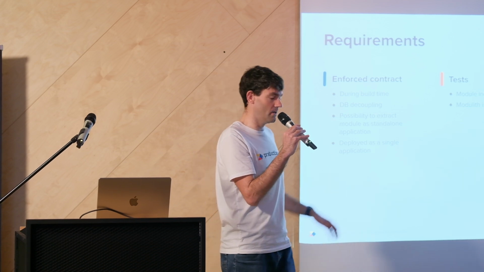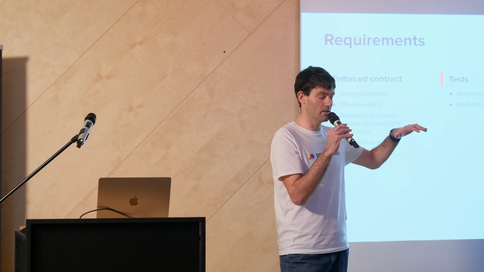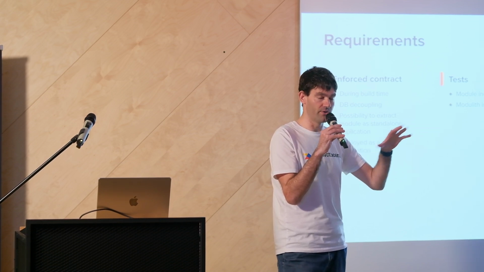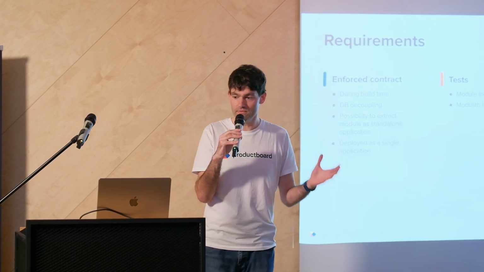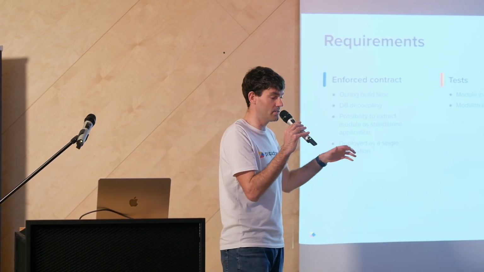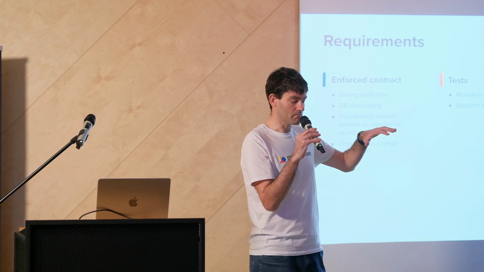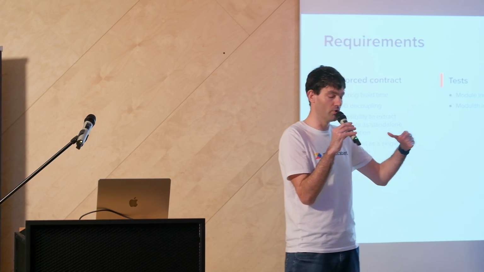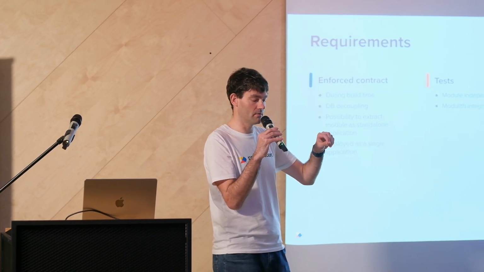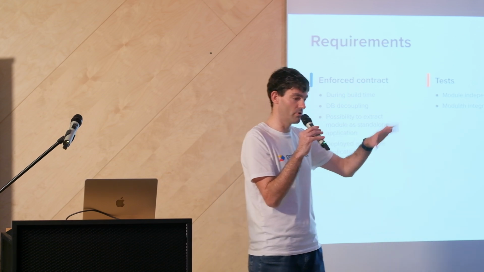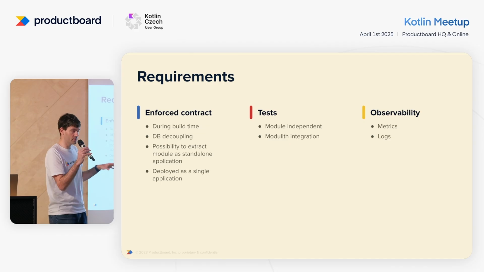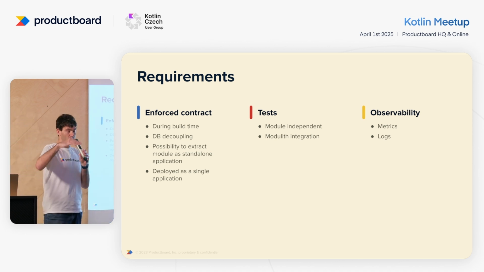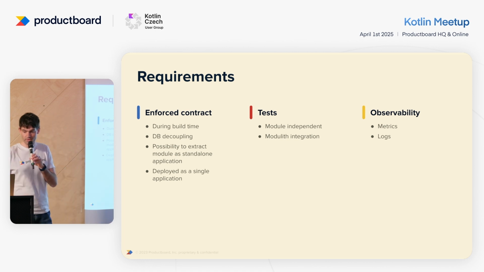Then for testing, we wanted to test each module separately, and then somehow test everything together, like end-to-end tests. And for observability, you need to have metrics separated by tags, so you know that this metric is connected to this module or that module, and this separation is also needed for logs, because from the point of deployment, it's still a single unit, right?